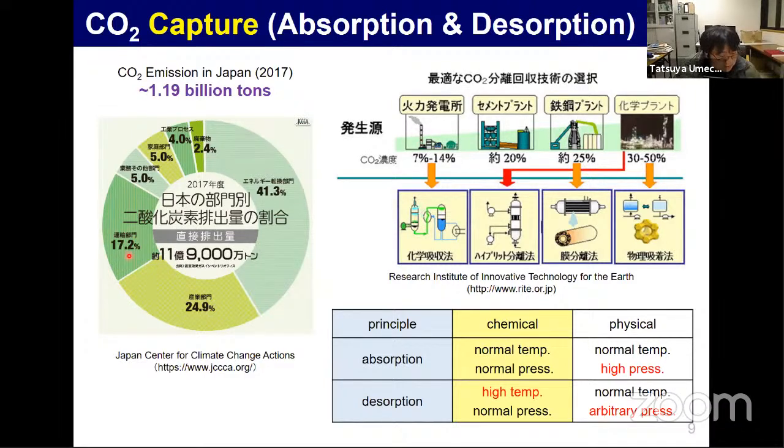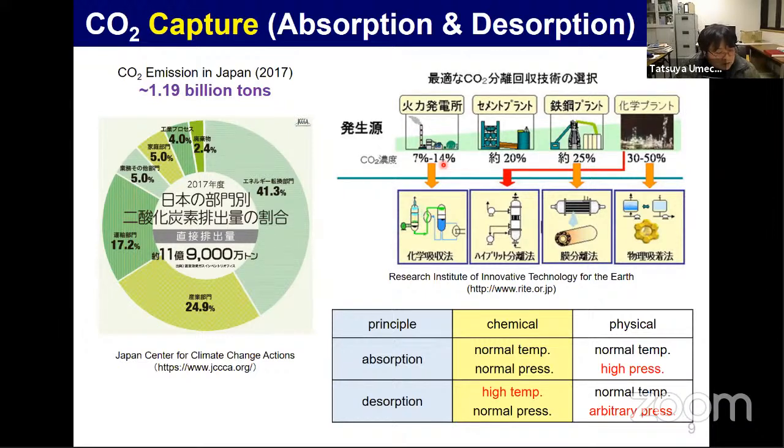The exhaust gas with carbon dioxide is emitted from various facilities. The concentration of carbon dioxide contained in the exhaust gas greatly depends on the emission source. The right figure shows the concentration of carbon dioxide in the exhaust gas. For example, the exhaust gas emitted from chemical plants contains 30 to 50% of carbon dioxide. This is relatively high concentration. On the other hand, the exhaust gas emitted from thermal power stations contains 7 to 14% of carbon dioxide. This is relatively low concentration.